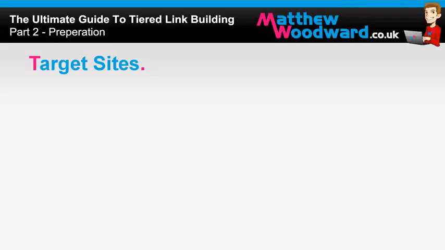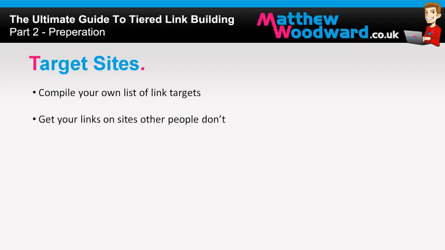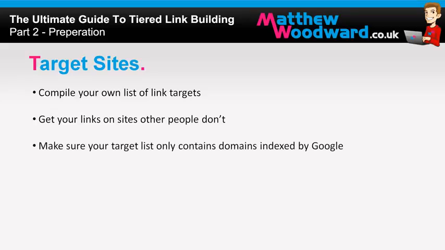Now let's take a look at why it's so important to build your own list of target sites to link from. First of all, you will get all your links on loads of sites that other people don't, which helps you stand out from the crowd. You should also go through your list and make sure the domains you're placing your links on are still indexed by Google. While I can't categorically say building links from de-indexed domains will hurt your site, I can say that it does not benefit your site with confidence. You should go through your target list every month and remove any de-indexed domains.